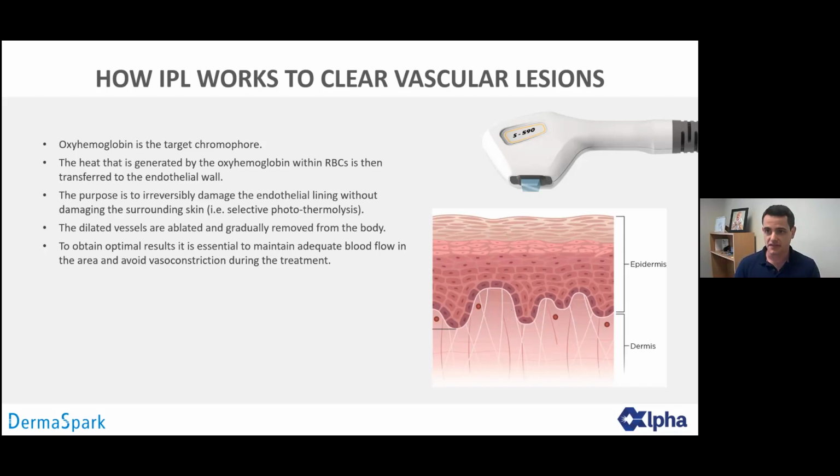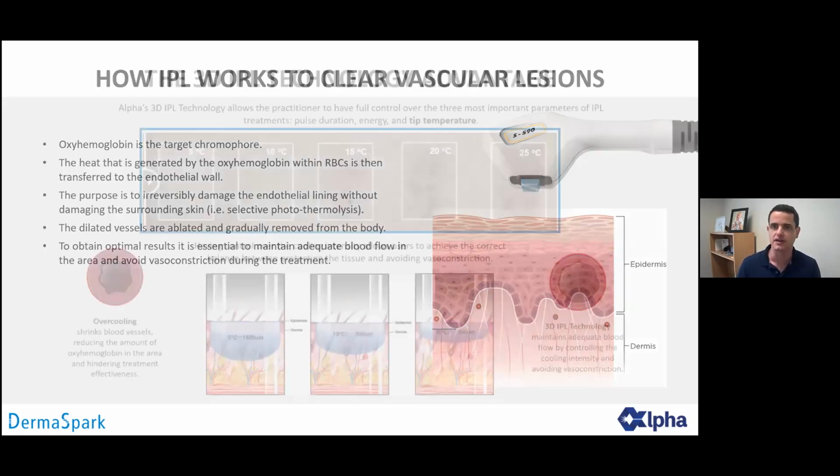So this is why, and the last bullet point here is very important, in order to obtain optimal results, it is essential to maintain adequate blood flow in the area and avoid vasoconstriction during the treatment. Okay, we want to keep the dilated vessels dilated and we want to keep good blood flow in those vessels in order to have enough target to generate enough heat to actually ablate the vessel. If the vessel is shrunk, if it's constricted, there is not enough blood, and we may have suboptimal results.